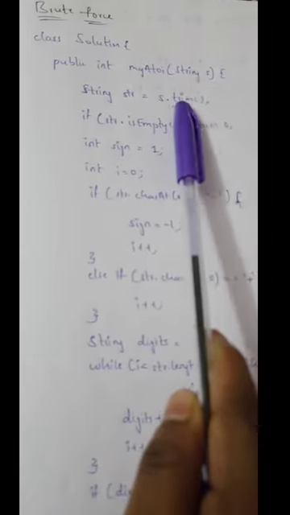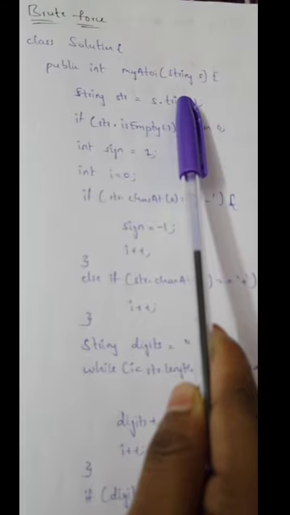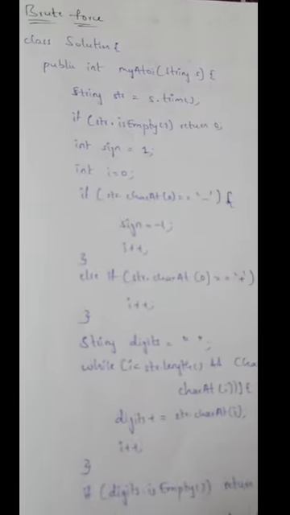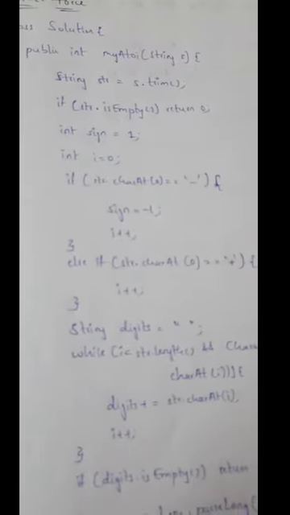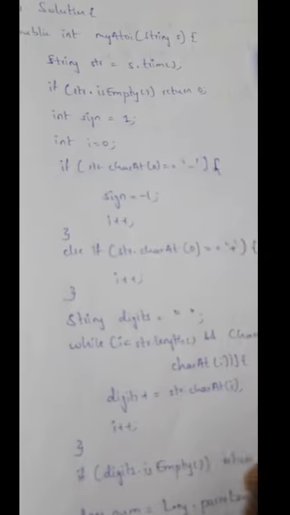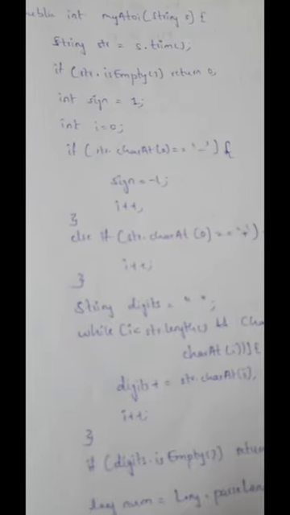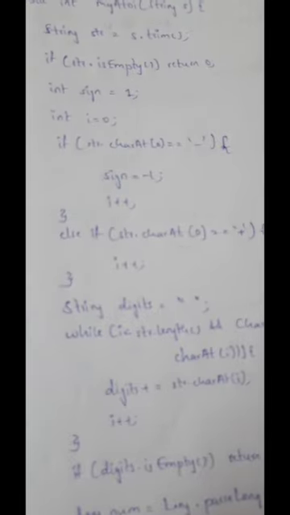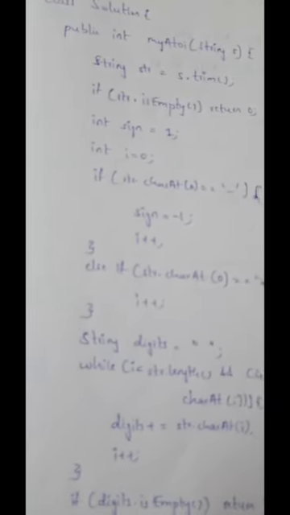Why are we using this trim? If any spaces are present in the string, they can be removed using this trim. Then, if the string is empty, we directly return 0. And a variable called sign, which equals 1. Why are we taking these variables?